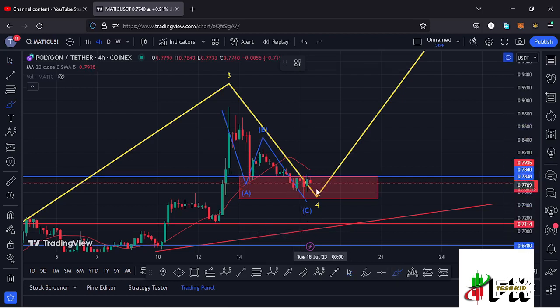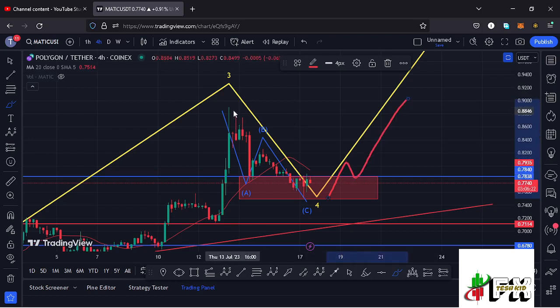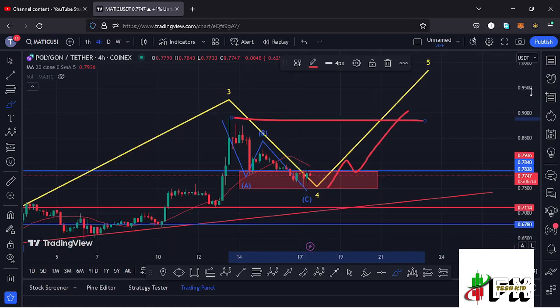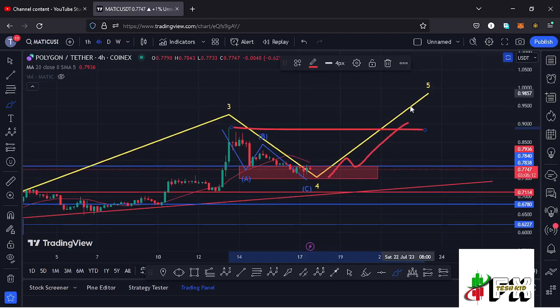And the moment Matic is able to break above resistance at around the $0.784 mark, maybe give us a successful retest, continue gearing up, see a break above the wave 3 high at around the $0.8913 mark, then that will be enough confirmation that we have started an impulse in the formation of this wave 5.